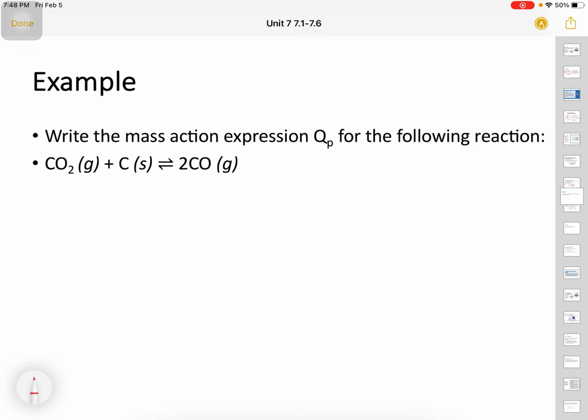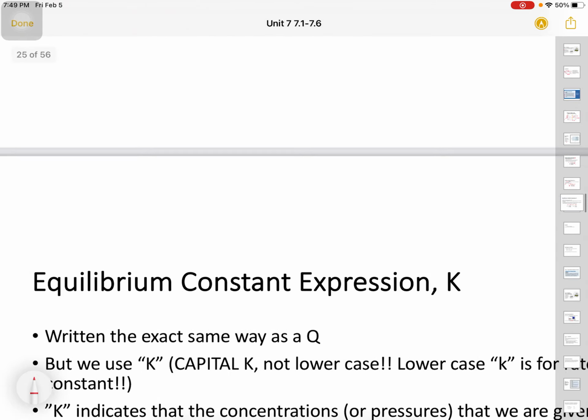So here is another one. I'm going to have the video pause and have you write this one. Okay, so now what you need to be careful of with this is that solids are never included. So it simplifies it, right? The pressure of CO, product, raised to the second power, divided by the pressure of CO2 raised to the first power. Solids and liquids are never included. It doesn't matter if it's a concentration-based one or a pressure-based one. Solids and liquids are never included, just aqueous or gases.